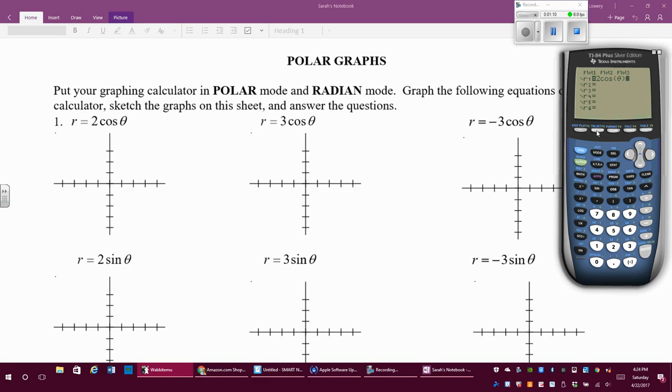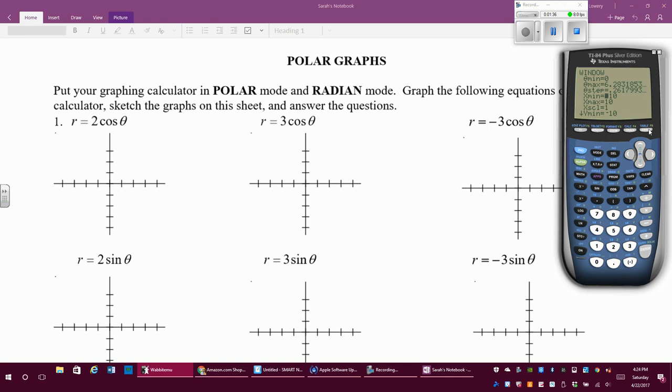Now on your window, that's going to become very important. It defaults from 0 to 2 pi. So like this number here is actually 2 pi. And your theta step is really important as well. It defaults to, I think, pi 12ths, and that's okay. But we're going to make our x min and max a little bit squarer.